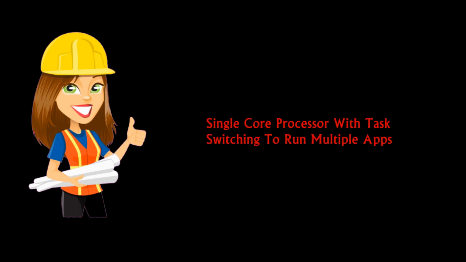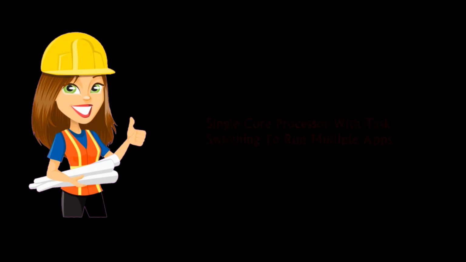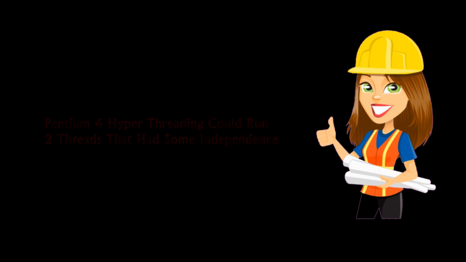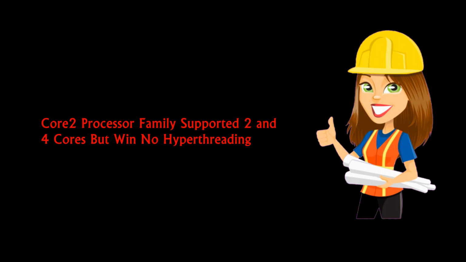Back in the days of P4 processors and earlier, multi-threading was handled with only one processor core, and the processor ran multiple applications by task switching, and while this worked okay, you were limited to the capacity of one processor core. The P4 had the option of hyper-threading that allowed two threads to run, with some independence. But it was not until the Core 2 series that multiple core processors became available with most computers.